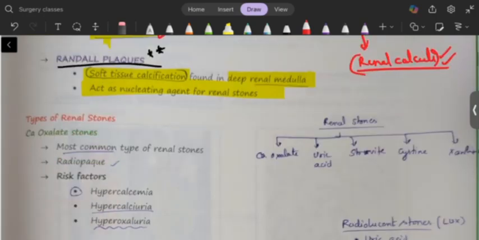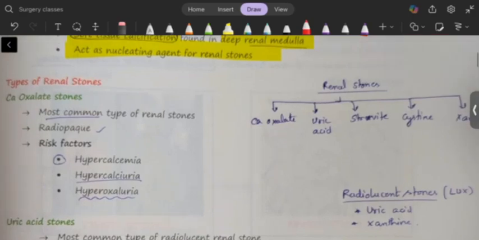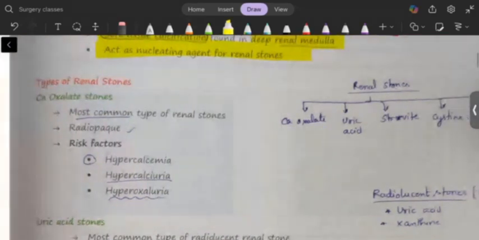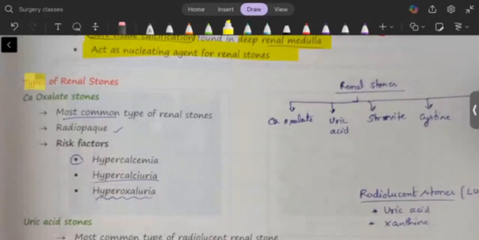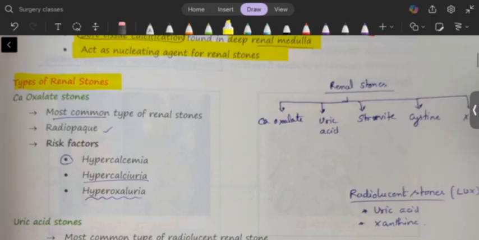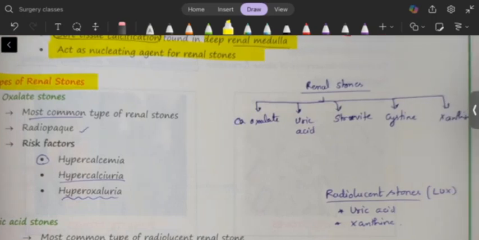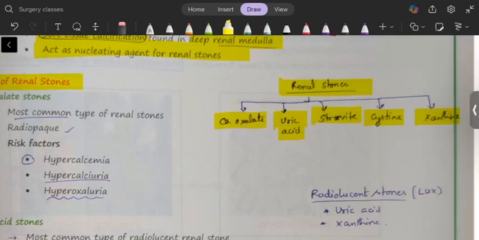Now coming to the major topic, that is types of renal stone. Why do we need to study the various types of renal stone? Because ultimately diagnosis and treatment will depend upon what type of crystal or stone has been formed. So it's important to note all the types of renal stones. Renal stones can be classified as calcium oxalate stones, uric acid stones, struvite stones, cystine stones, and xanthine stones. Basically, we are classifying the type of renal stone based on composition.